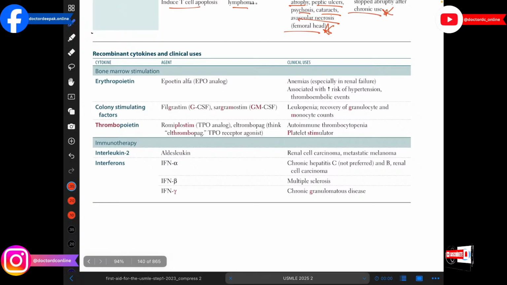Now we are moving to recombinant cytokines and their clinical use. For example, a person having renal failure: you know that erythropoietin is released by the kidney, and they have kidney failure. So for anemia, especially in renal failure, associated with a high risk of hypertension and thromboembolic events, we give Epoetin alpha, an EPO analog, which stimulates the production of RBCs.